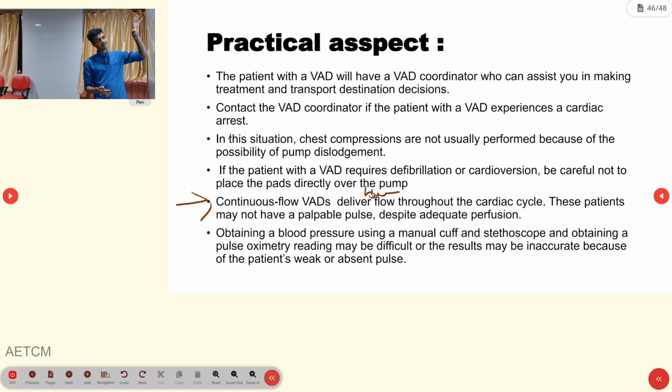Second thing, every person with a ventricular assisted device will have a VAD coordinator, the concerned physician will be there. So if you are handling such a person, try to contact that person and get the history. And more specifically in the case of cardiac arrest, if the person with a ventricular assisted device has a cardiac arrest, that is the worst situation, because there will be a dilemma whether we can do compressions or not in these VAD patients.